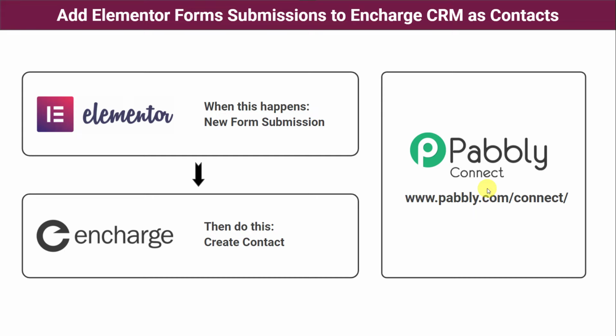So first we have to create an integration between Elementor Form and Pabbly Connect. Then Pabbly Connect is going to capture all the details of the customer through the form submission. And using the details of the customer, automatically a new contact will be created in your Encharge CRM account. And in this way, we are going to learn how we can create an integration between Elementor Form and Encharge CRM using Pabbly Connect. So let us learn the integration process now.